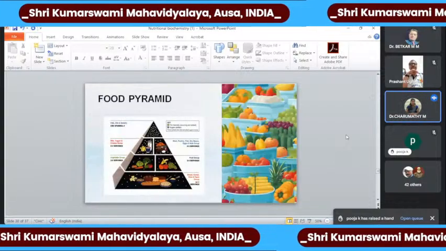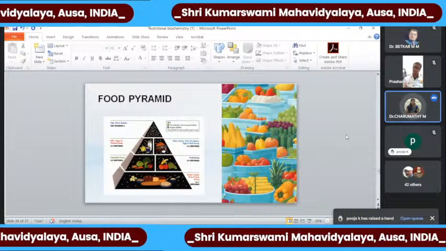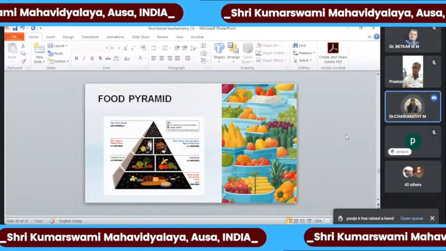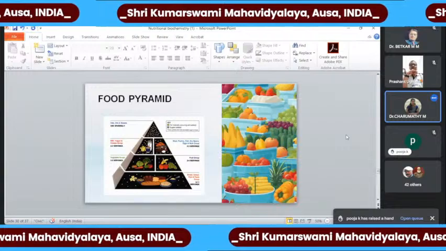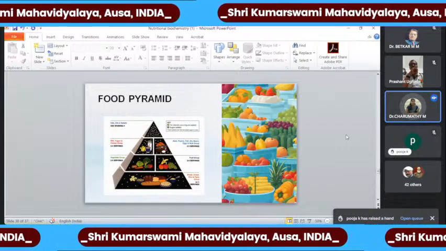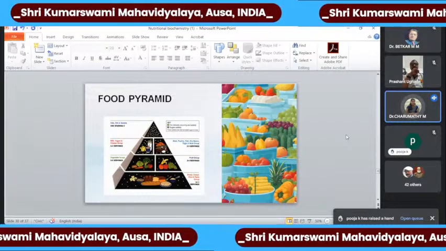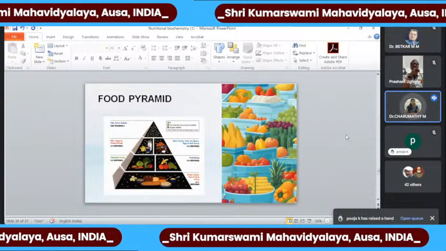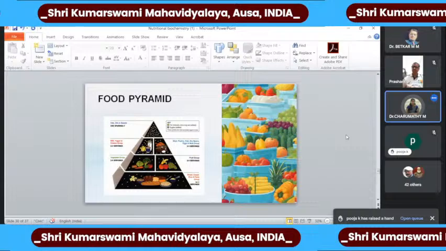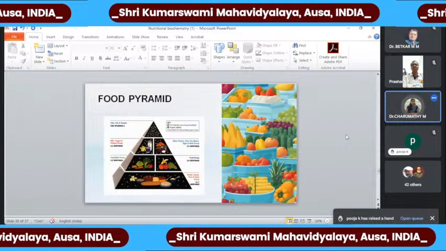Food pyramid. A balanced diet also meets nutritional requirements, develops maximum cognitive ability, prevents degenerative disease, improves immunity, and helps in coping with stress. In the food pyramid, we have five food groups that we have to follow: cereals, grains and products; pulses and legumes; milk and meat products; fruits and vegetables; fats and sugar. Those are the foods indicated in the food pyramid.